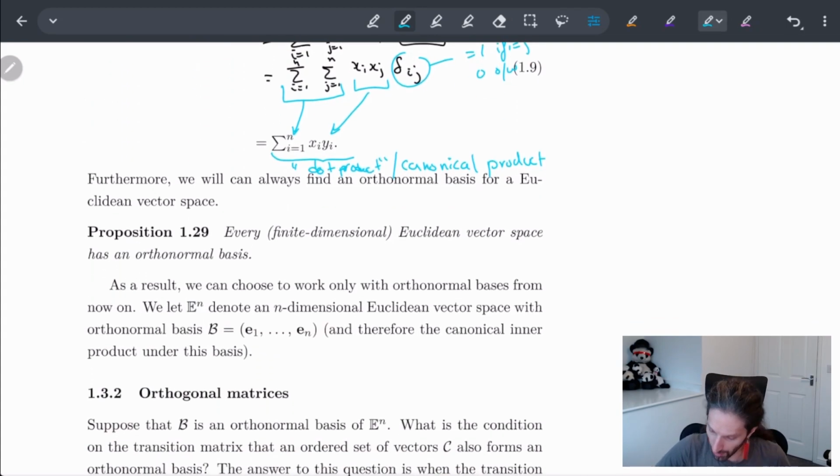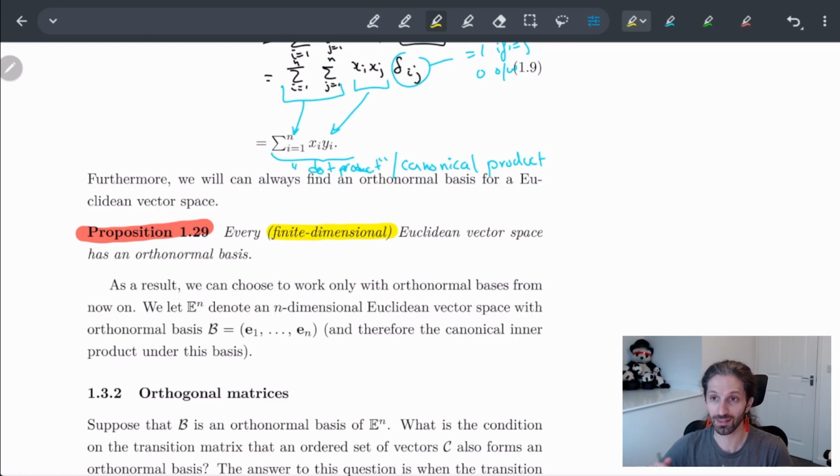Another nice thing about these orthonormal bases is that every finite dimensional Euclidean vector space has an orthonormal basis. I'm highlighting finite dimensional because that's what we're using here. So these things do exist. No matter what dimension we're in, we're always going to have this. And this is what we're going to stick with.